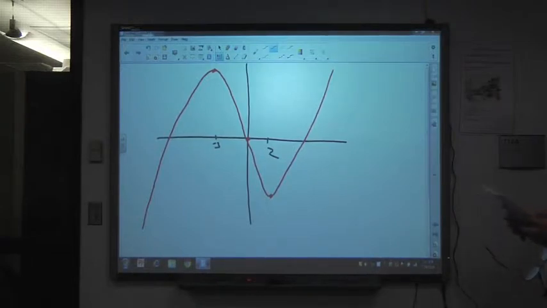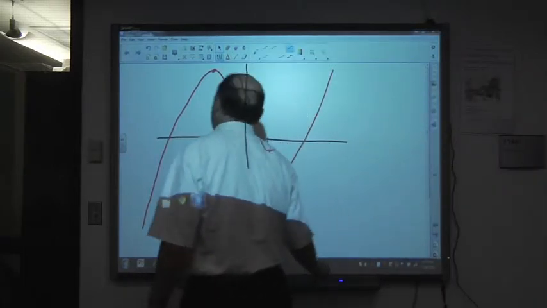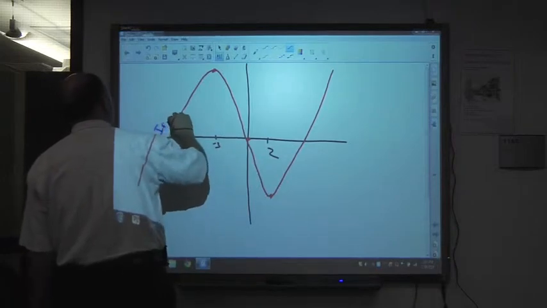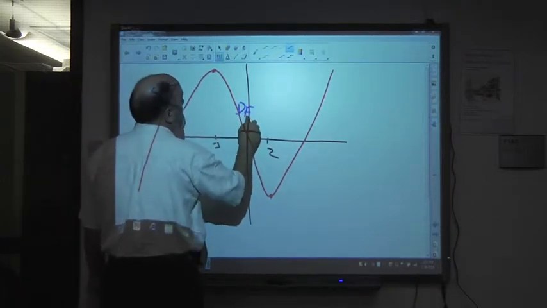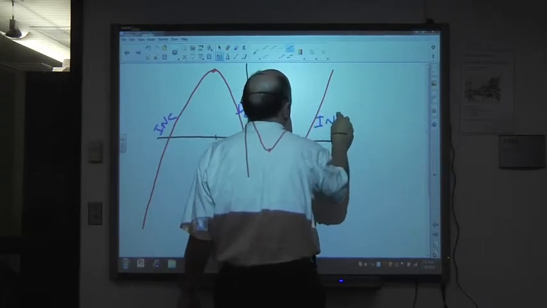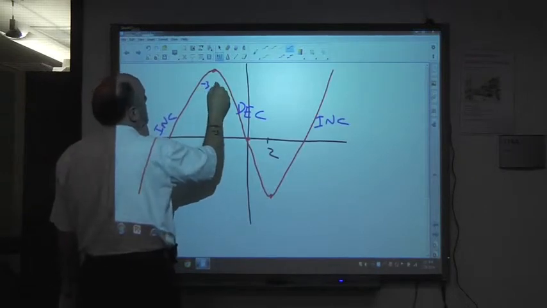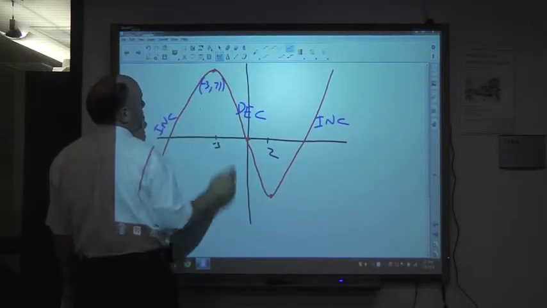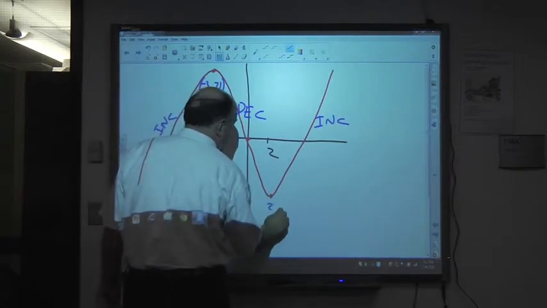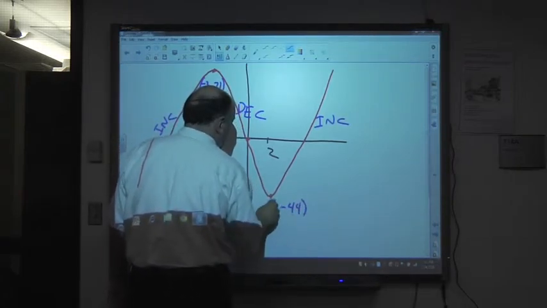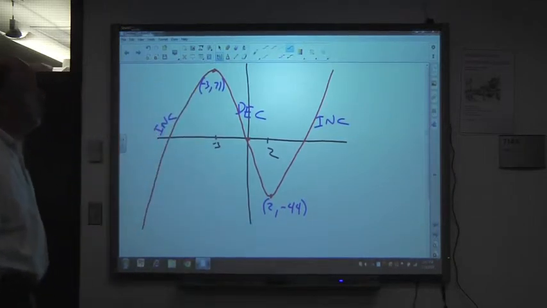Again, my axes are nowhere near to scale, but basically that's going to be the shape of what's going on with this particular graph. So here it was increasing, here it was decreasing, here it was increasing. We got the max here, which we said was at negative 3, 71 was that max point. We got our min, which we said was at 2 and negative 44. And we got everything in terms of our first and second derivative test, and what it tells us in terms of increasing, decreasing, max, min.